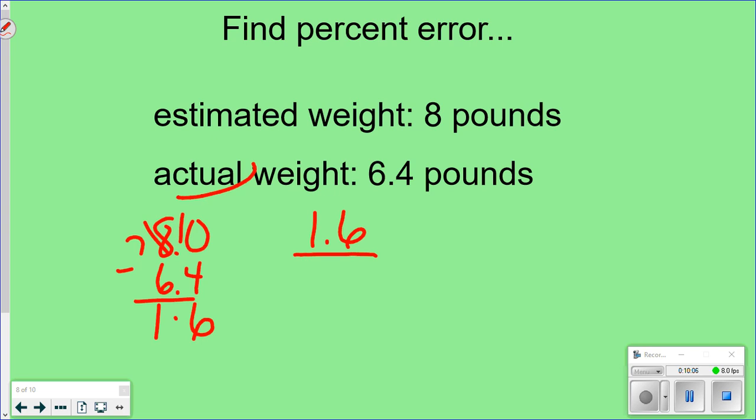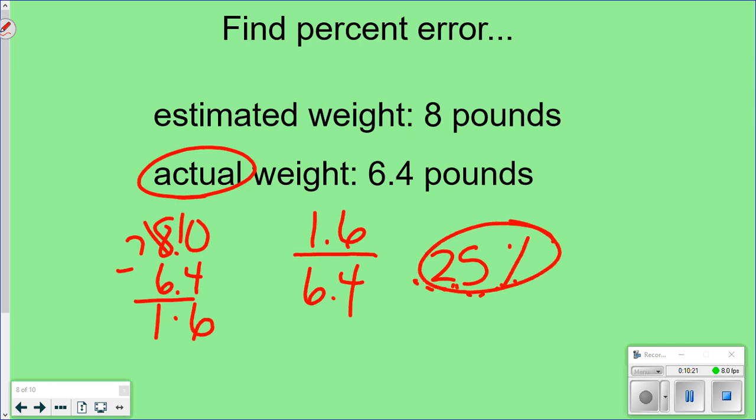The actual, remember I told you it's going to say that, is 6.4. And I'm going to divide those two. 1.6 divided by 6.4 is 0.25. Two spaces to the right. So this person was off about 25%. Every time that you have an answer today, you have to move your decimal 2 spaces to the right because it wants to know the percent.